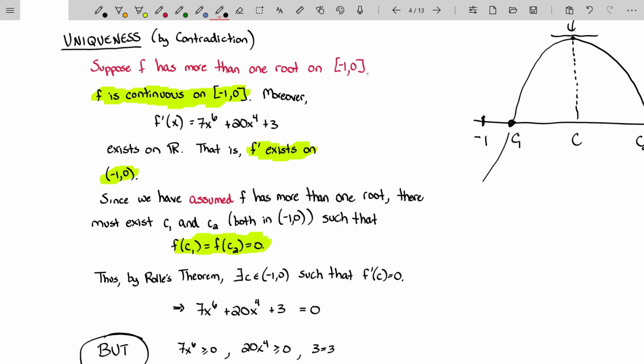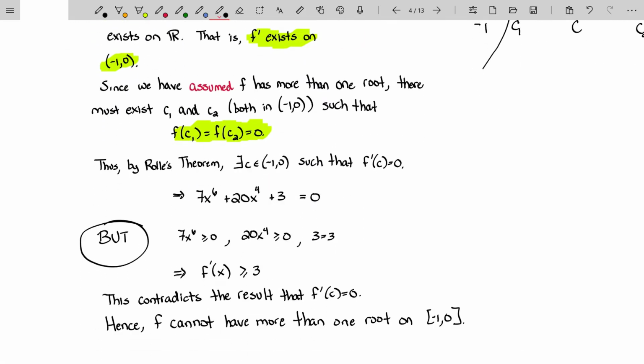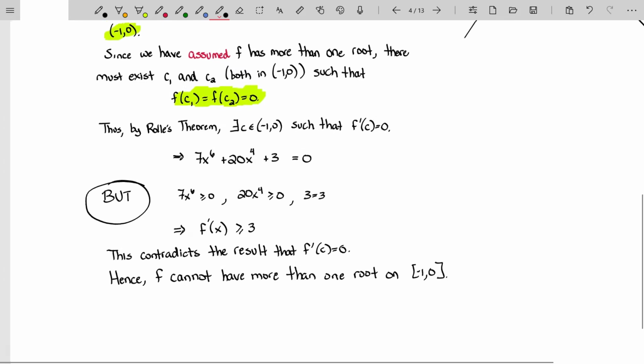Well, ladies and gentlemen, in that red ink is the only supposition I ever made, and that's a supposition that the other attorney here from good old New York City is trying to tell us is true, that our function has more than one root on -1 to 0. Thus, that supposition is flawed, ladies and gentlemen, and it must be incorrect. Hence, ladies and gentlemen of the jury, f cannot have more than one root on -1 to 0.